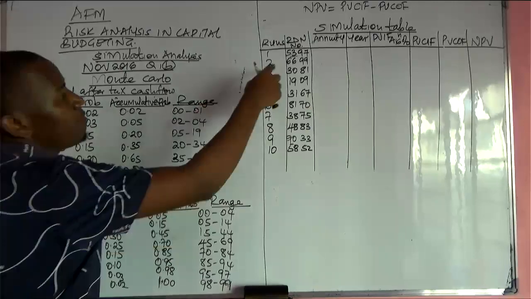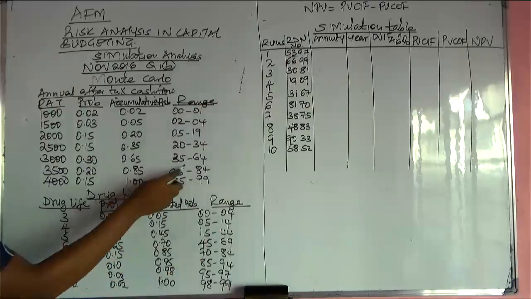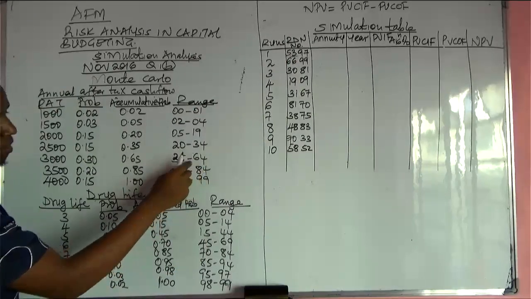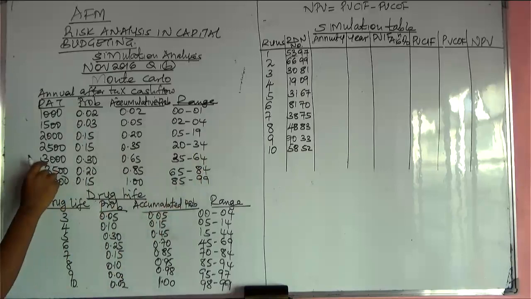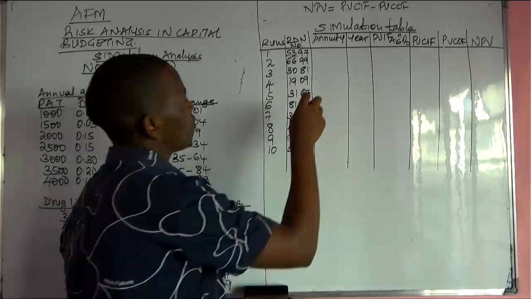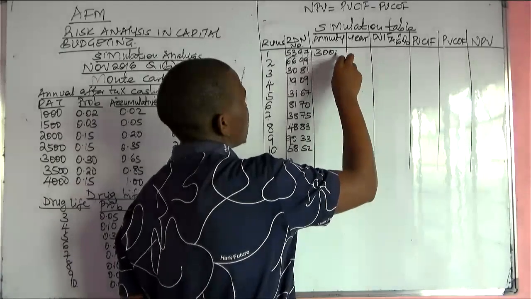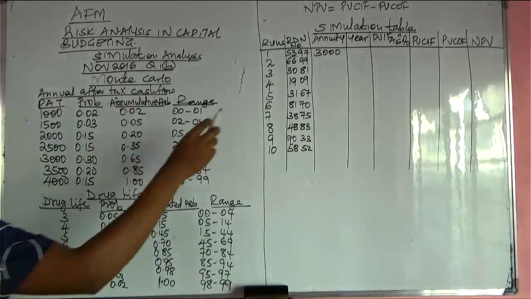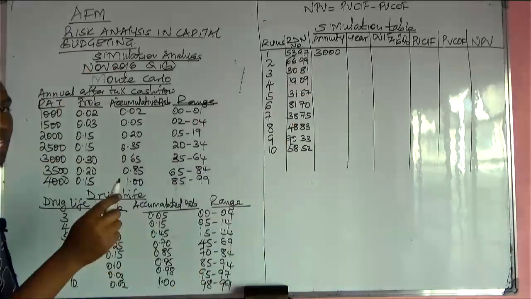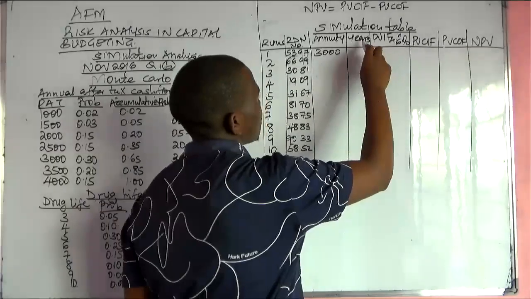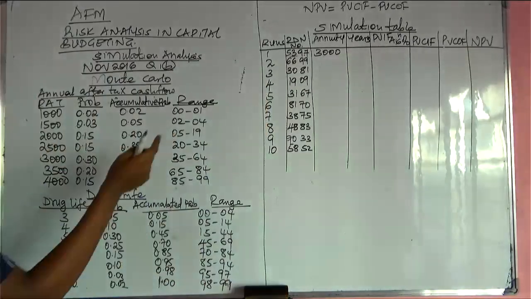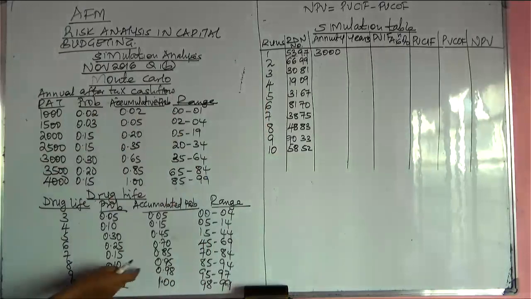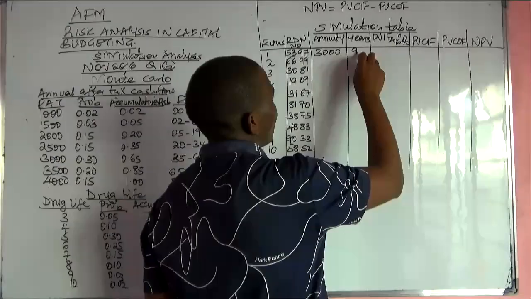We have 53. 53 lies between 35 to, so our annual cash annuity will be how much? 3,000. Are we together after that? Then we want to know our years. Remember, these are years. The years will be given by 97. 97 lies between where? 9 years. Okay, that is the 9 years.